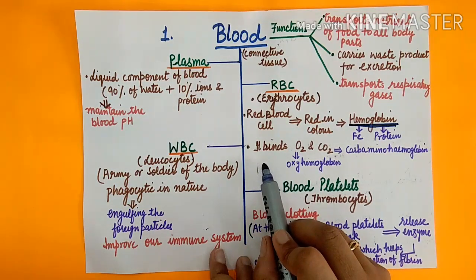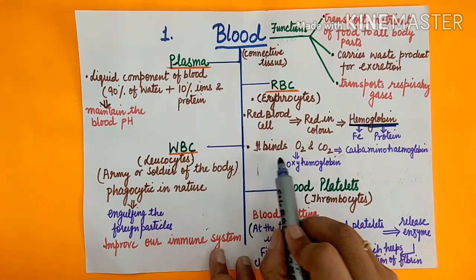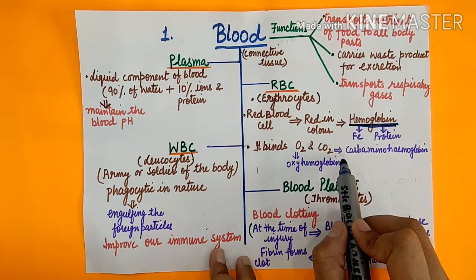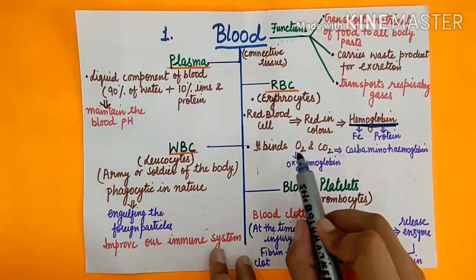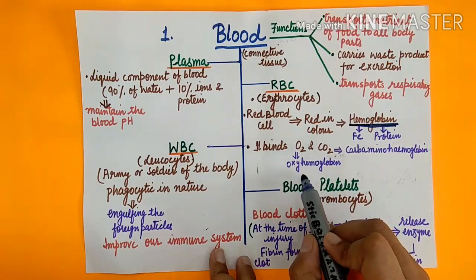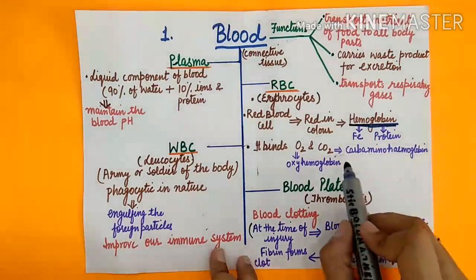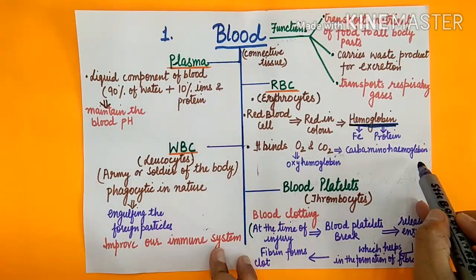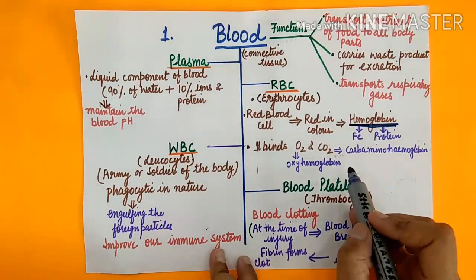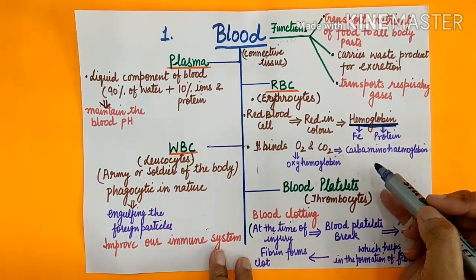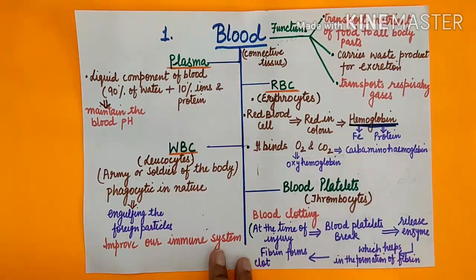The main function of RBCs is that they bind oxygen and carbon dioxide very quickly. So it binds oxygen to form oxyhemoglobin, and with carbon dioxide it forms carbaminohemoglobin. How this exchange of gases takes place with the help of RBC will be taken up in the respiratory system.